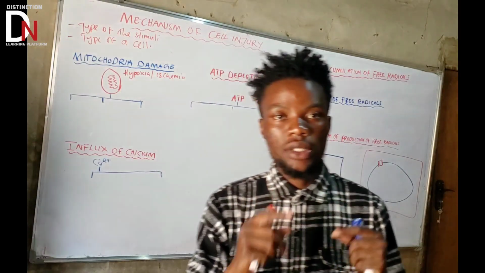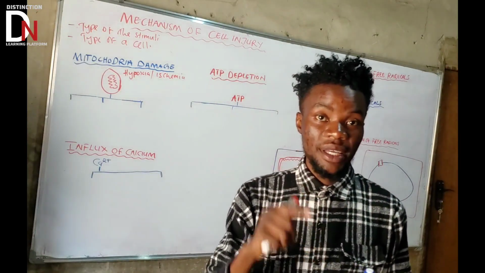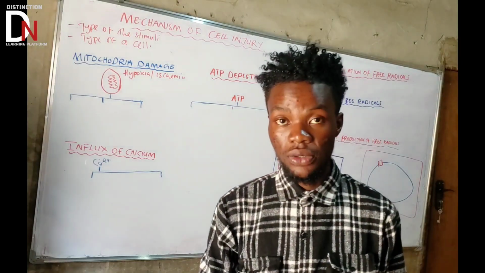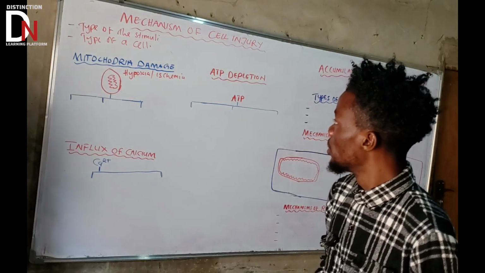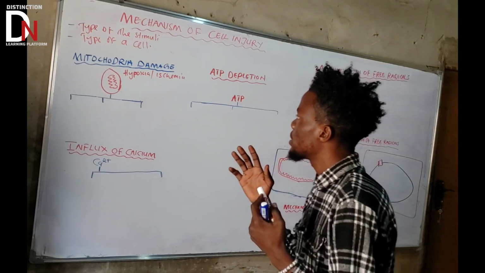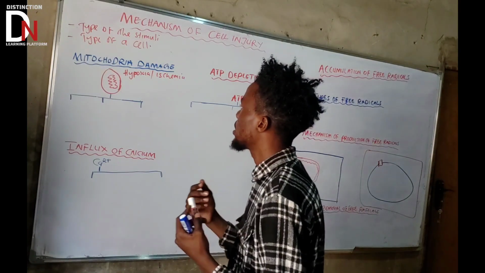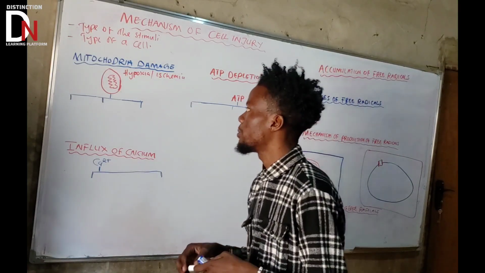Remember, what is hypoxia? We said hypoxia is inadequate oxygenation of blood. Ischemia is inadequate oxygenation of tissues. That's the difference between ischemia and hypoxia. Now, if there is inadequate oxygenation of tissues or inadequate oxygenation of blood, there will be mitochondrial damage. That's the first cause.